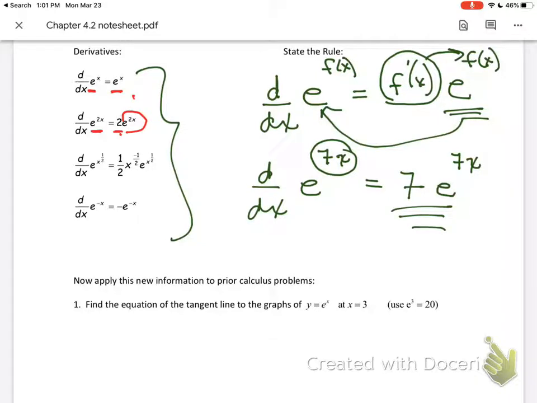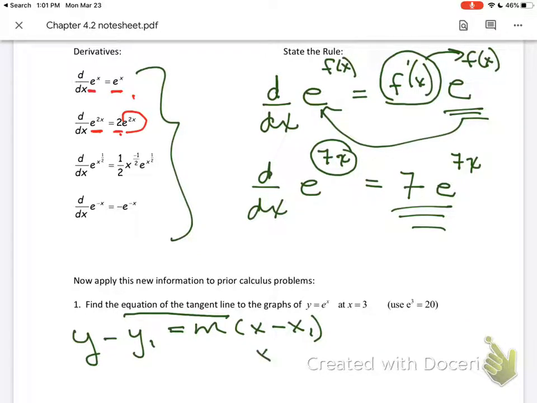Okay, so think about that as we get ready to do a couple of problems down here. It says, now apply this new information to prior calculus problems. Find the equation of the tangent line. Oh, that's our favorite thing to do. Remember, y minus y1 equals the slope times x minus x1. Okay, so I'm going to find the equation of the tangent line to the graph of y = e^x at x = 3.